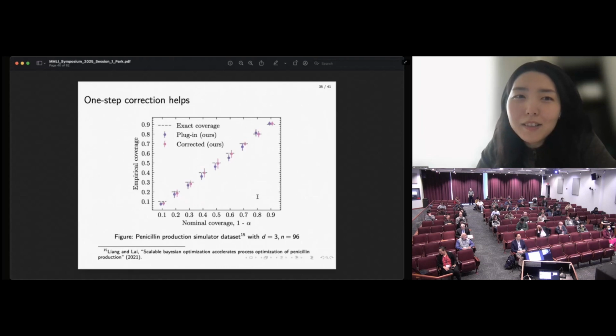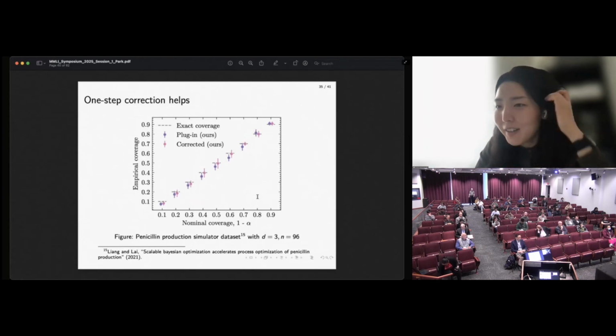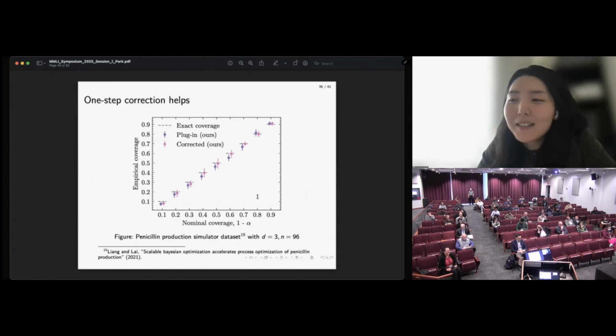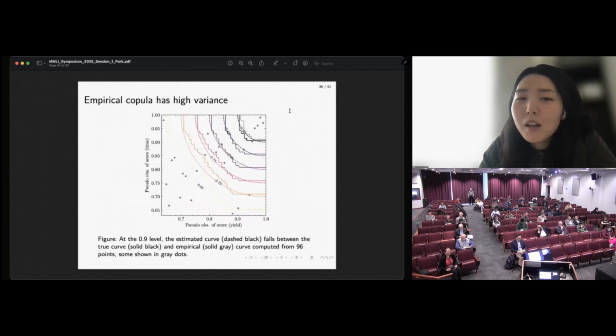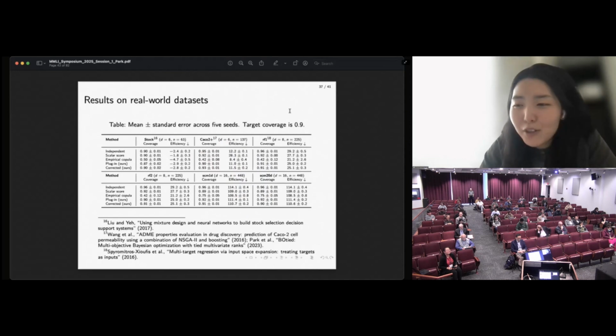I'll be a bit quicker and just say that in this slide, we show that one-step correction helps. Pink is our procedure using the correction, purple is without, and we see pink is closer to exact coverage than purple. And we see that fitting the vine copula is better than just taking the empirical distribution. And on various real-world data sets, our methods are valid and outperform baselines in efficiency.